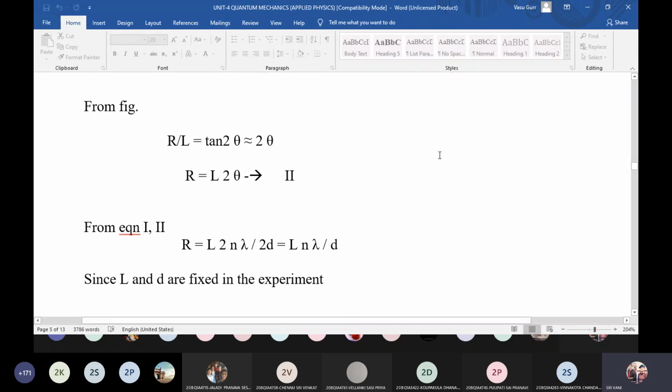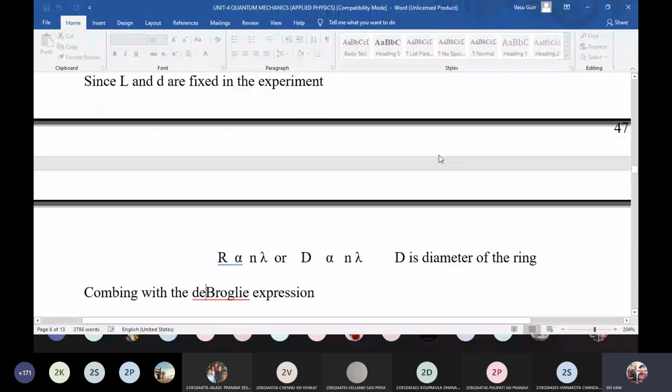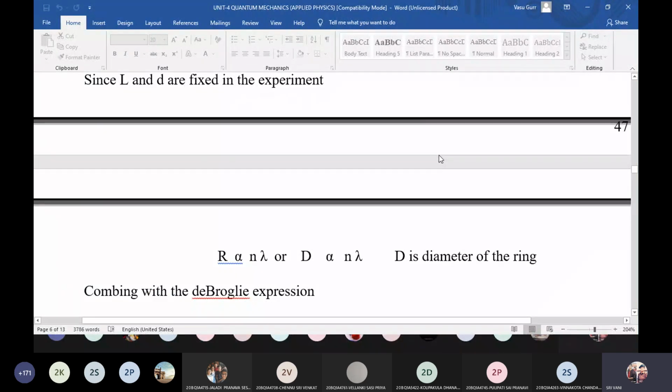So from this formula, we get one relationship between the radius of the ring and the wavelength of the electron beam. That is directly proportional. This indicates that if the wavelength of the matter waves increases, then the radius of the image ring also increases. So that depends upon the incident matter waves wavelength.